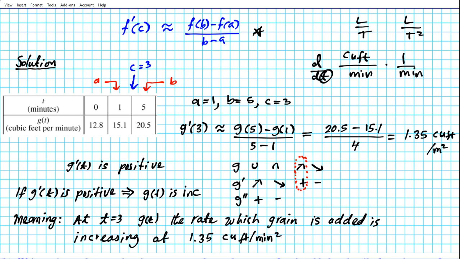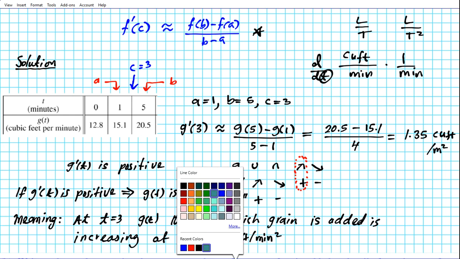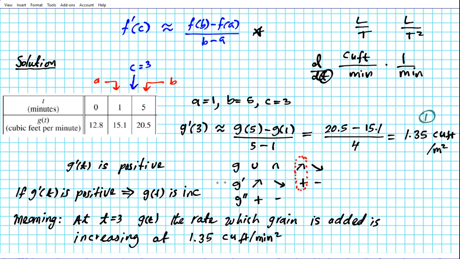Now, how is this scored? On the AP exam, this was the scoring guideline. If you got this approximation correct, that earned you 1 point. Now, if you're able to explain the meaning of this answer with the units, you have to include the units, that's another 1 point. In this problem, you get a total of 2 points.